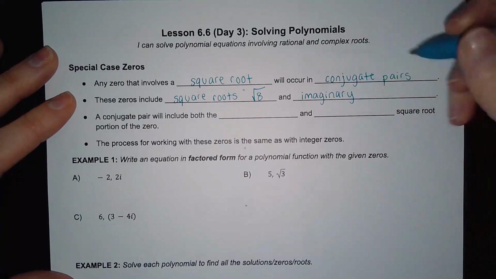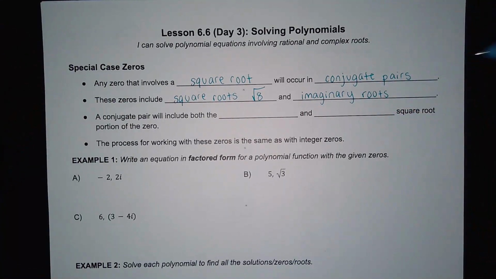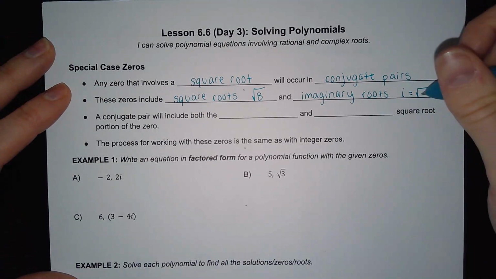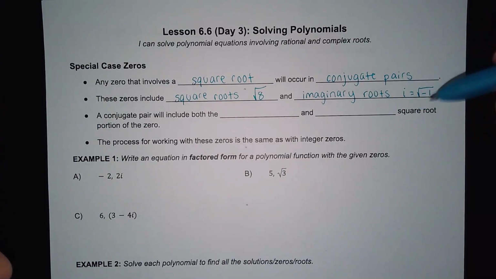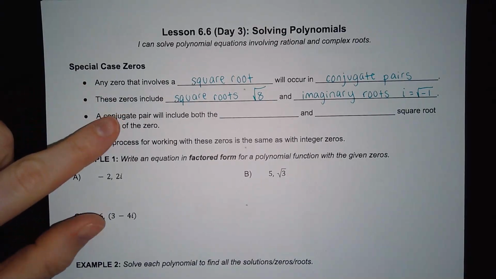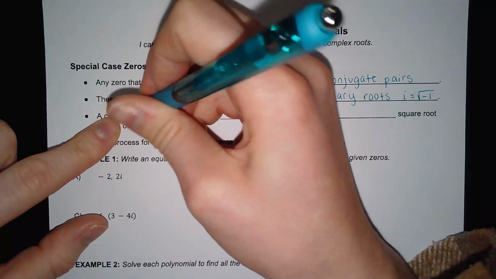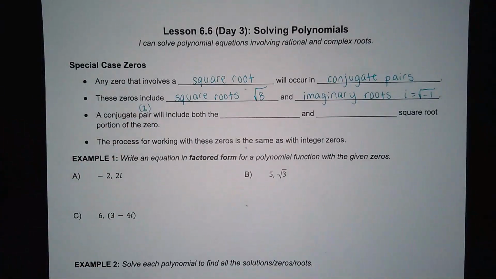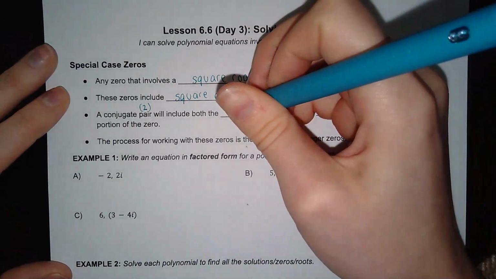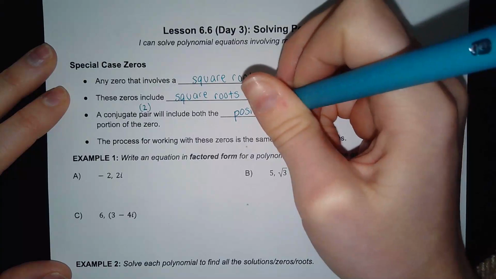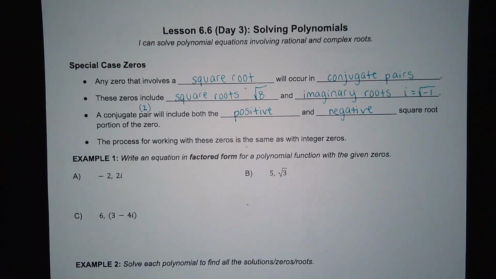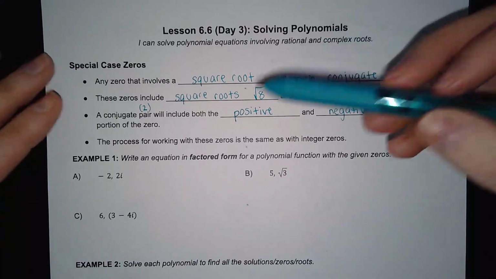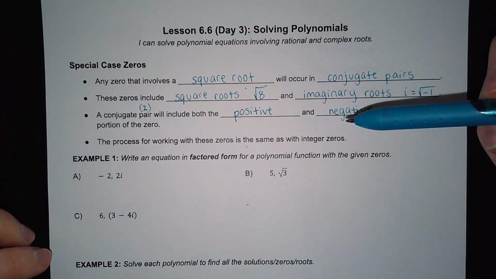And the reason for this is because i is actually equal to the square root of -1. So if we have an i in our answer, that's actually considered a square root. And what we mean by a conjugate pair, we should know that pair means 2. So when we're talking about a pair, we're always going to have 2 zeros. And that's going to include the positive and the negative. We learned this when we were solving with square roots, that whenever we take a square root, we always get a positive and a negative answer.